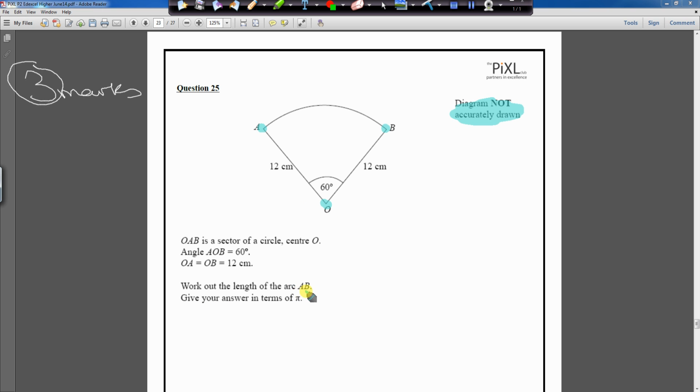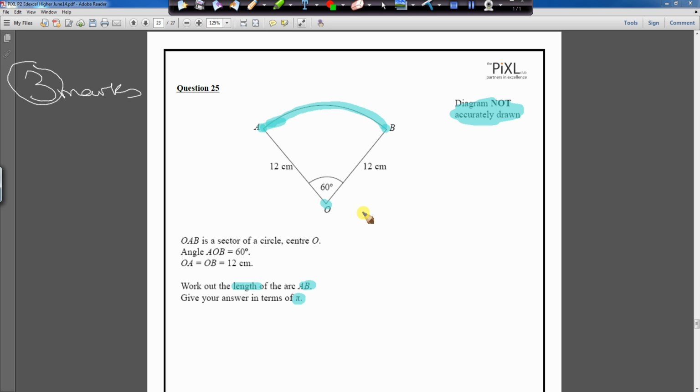That should be quite obvious because that's the radius of the circle. Work out the length of the arc AB. Give your answer in terms of pi. Okay, we've got to work out a length of AB, and it must be in terms of pi. So let's have a look first of all what we're looking at. We need to work out the length of this line here. Now this is the circumference of a circle, but only part of the circumference of a circle. So let's have a look at our original formula.